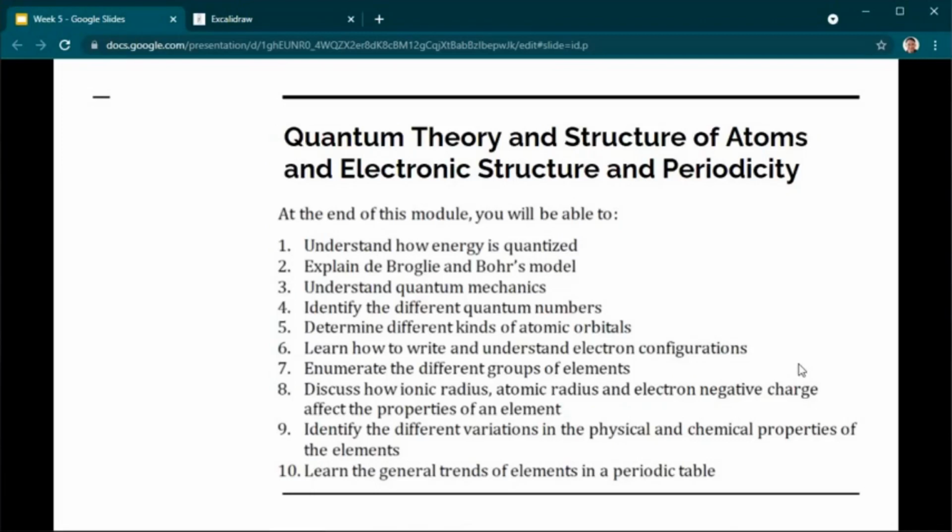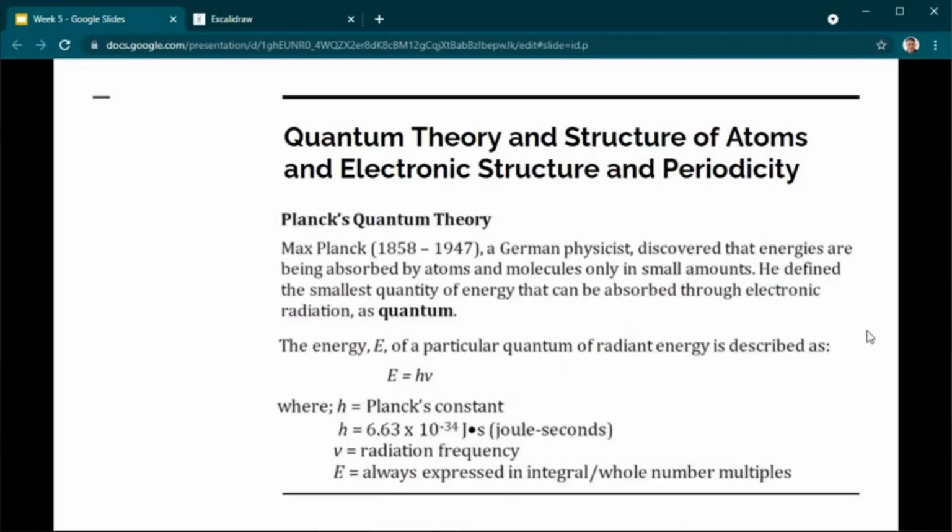Number eight, discuss how ionic radius, atomic radius, and electronegative charge affect the properties of an element. Number nine, identify the different variations in the physical and chemical properties of the elements. And number 10, learn the general trends of elements in a periodic table. For the first half, which is the quantum theory, I'm afraid we have no introduction for that, but let's proceed.